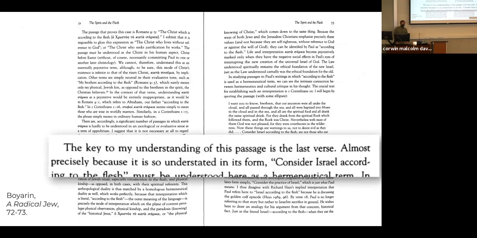We get it again here. The key to my understanding of this passage is the last verse, right? So he's even zoning in even further, connecting it to what he just said, but zoning in on the last verse, and then giving us a reason, almost precisely because it is so understated in its form.